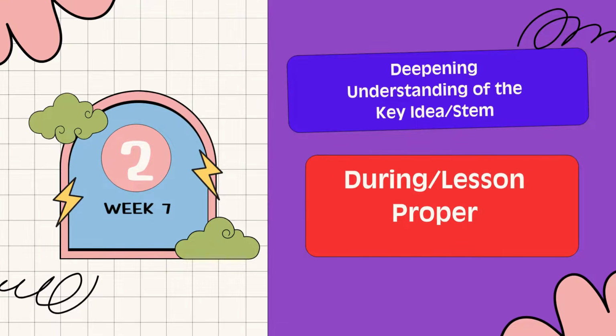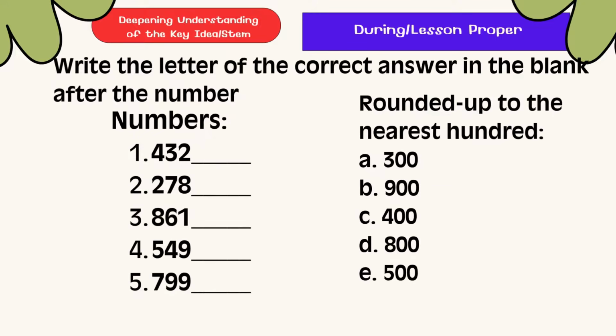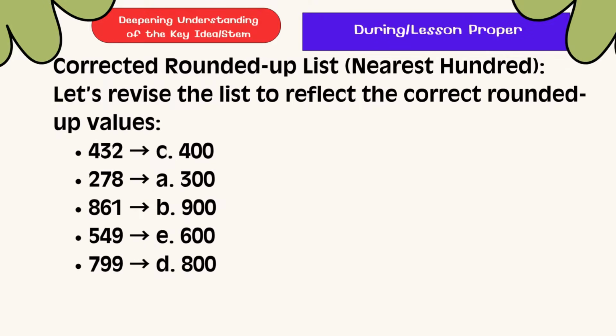Deepening understanding. Instruction. Number 1. Below are numbers and their rounded forms, but they are mixed up. Number 2. Match each number to its correct rounded off value to the nearest hundreds. Write the letter of the correct answer in the blank after the number. Here are the answers.